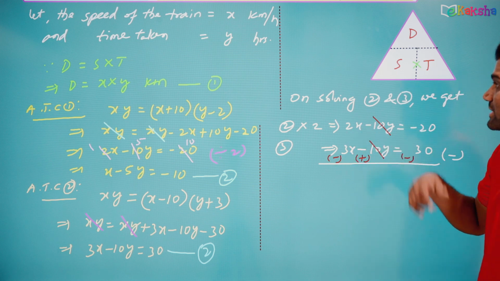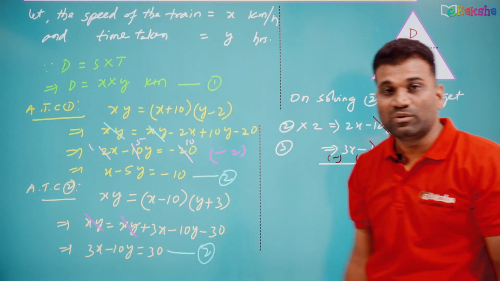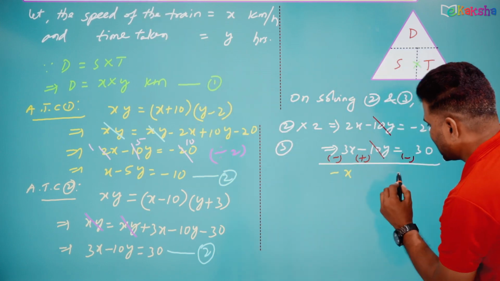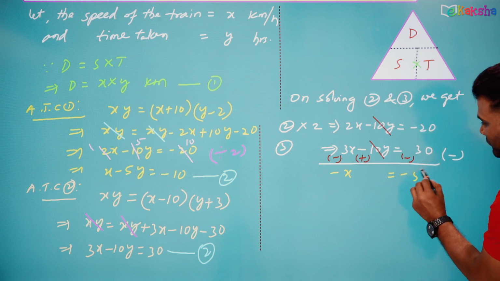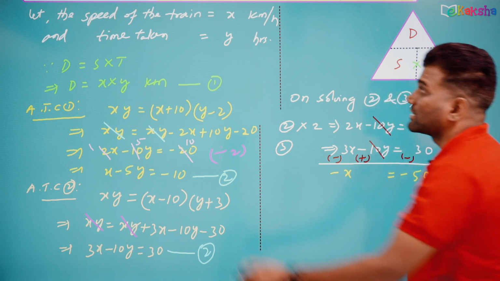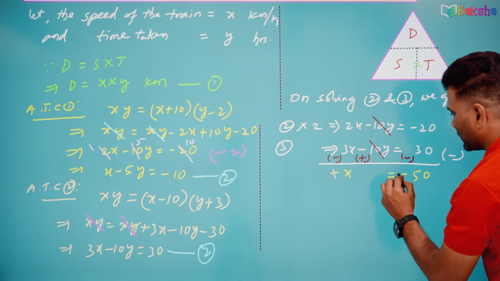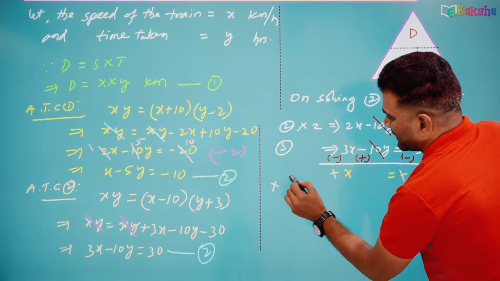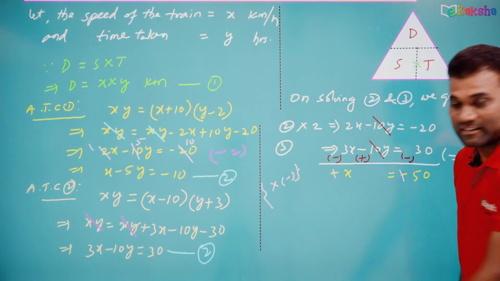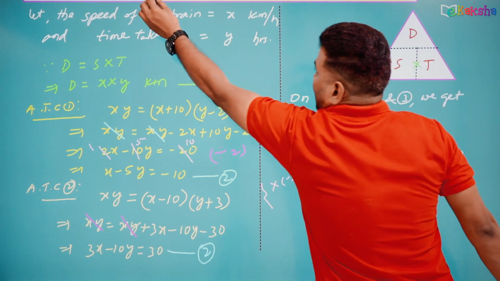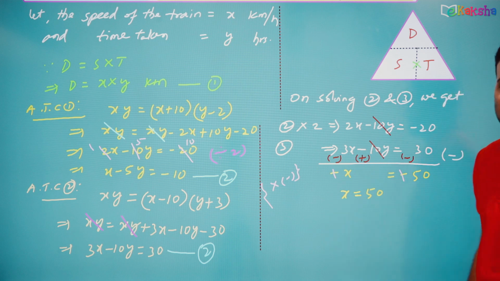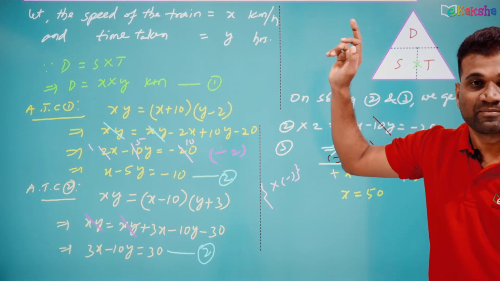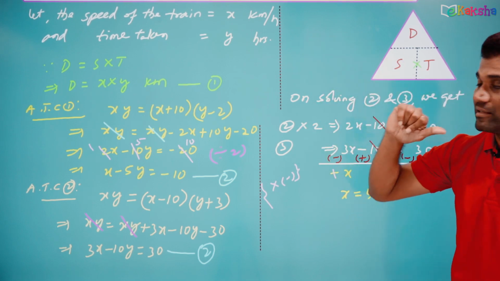2x minus 3x, this is equal to how much? Minus x, minus 20 minus 30, minus 50. Again both the sides we can cancel negative negative, that is, both the sides we are multiplying with negative sign, right. Then we have got x value, that is 50. We have got x, that is speed of the train, 50 km per hour.